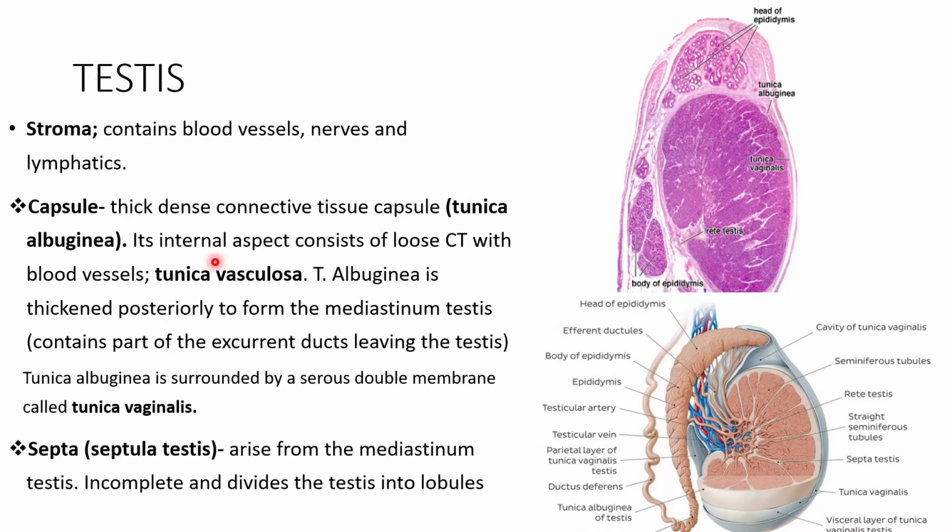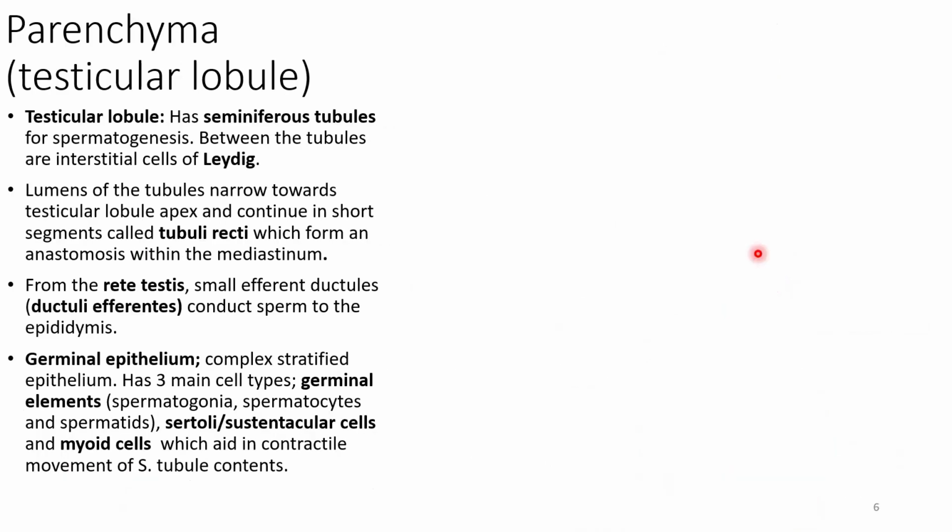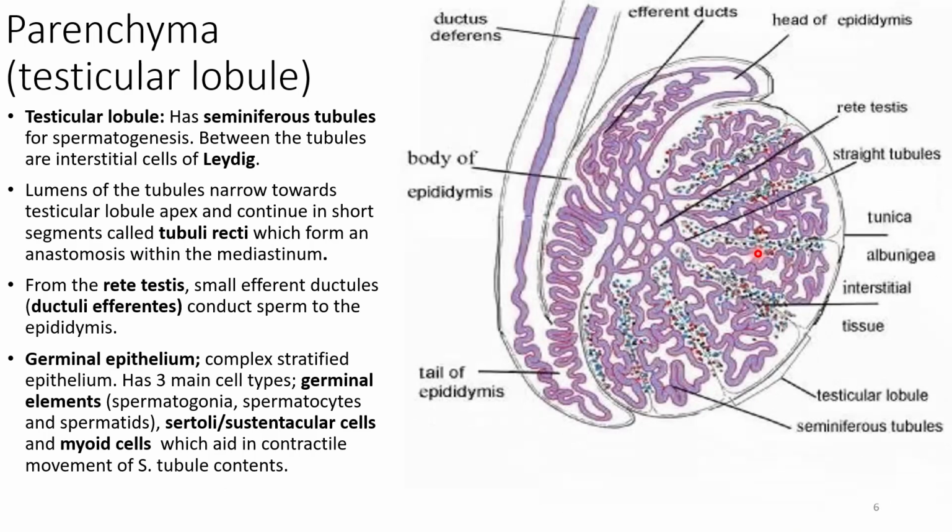And then this tunica albuginea will send in trabeculae. So these trabeculae will arise from the mediastinum, and they will divide. As you can appreciate in this slide, the septa coming from the tunica albuginea and the mediastinum will divide this testis into various lobes, into various lobules. So for example, in this slide, you can appreciate here we have the mediastinum, we have the rete testis here. So these are the various septa.